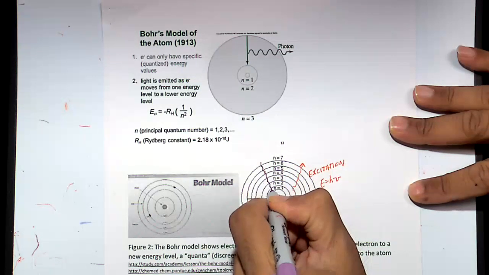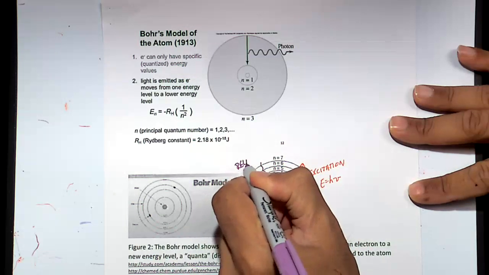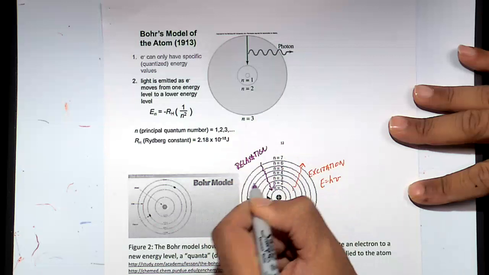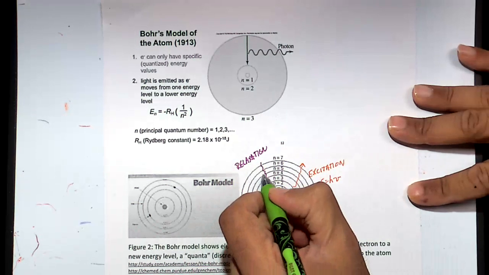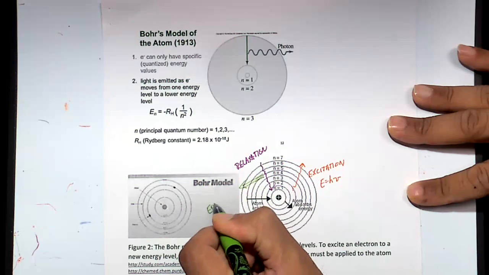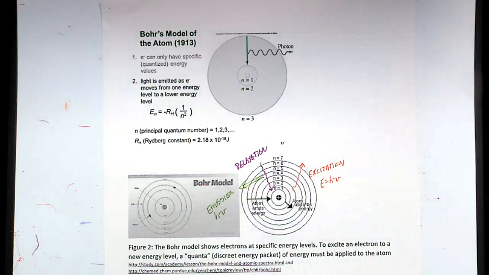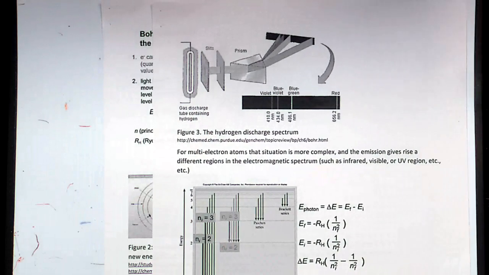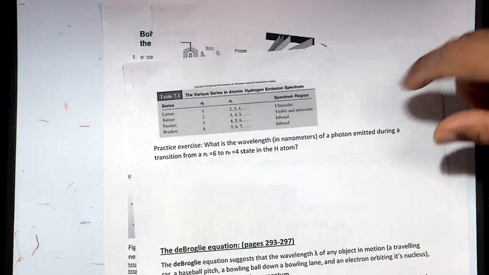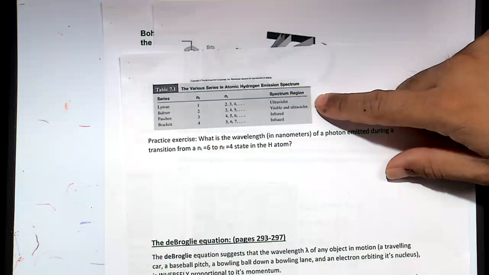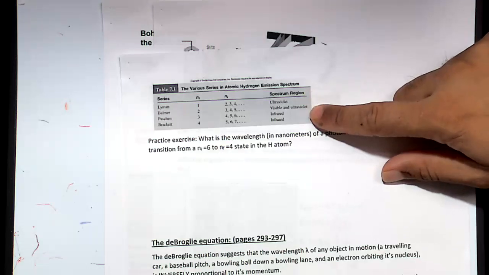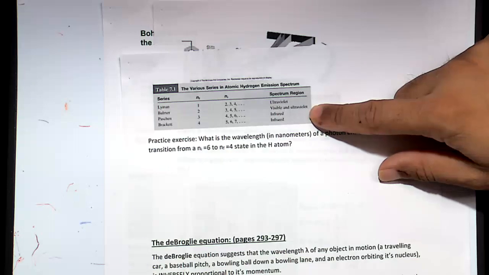Just hitting the theme point here. As it relaxes back, it emits. There is emission here, and it also emits in the electromagnetic spectrum. You can see that here. This is for hydrogen, but you can see we have a lot of emission here, and it's not just in the visible region of the electromagnetic spectrum. It could be in the UV region, the visible region. We're talking about emission now. It could be the IR region, all different regions of the electromagnetic spectrum.